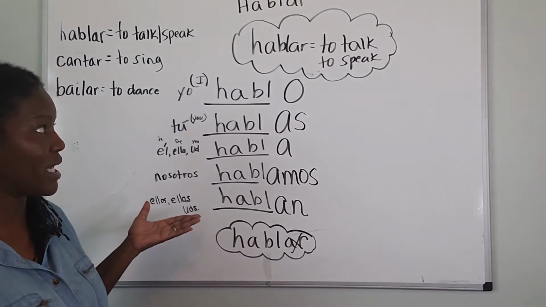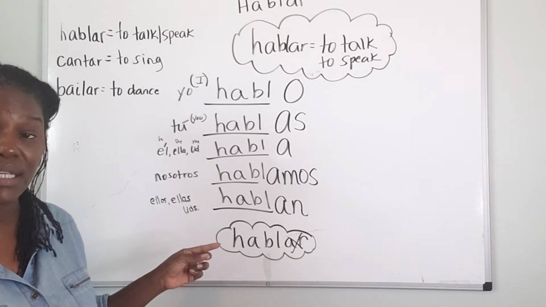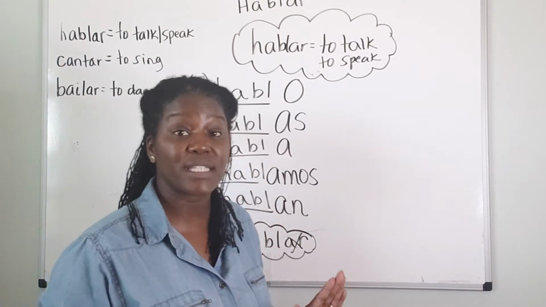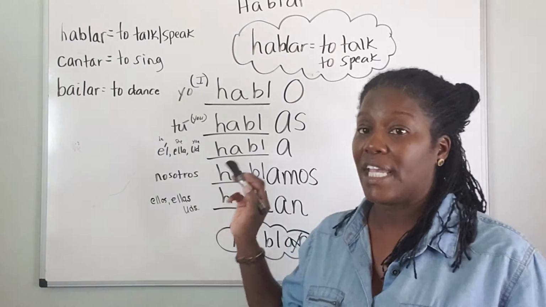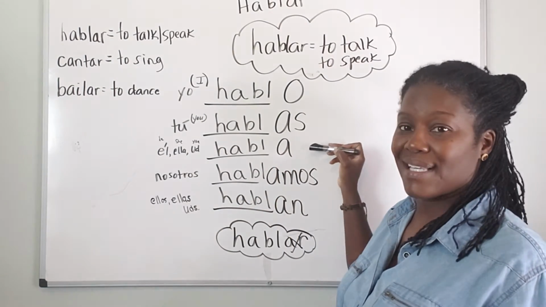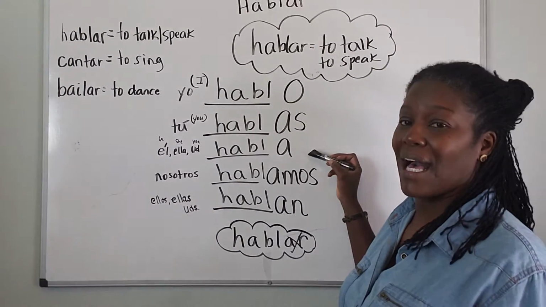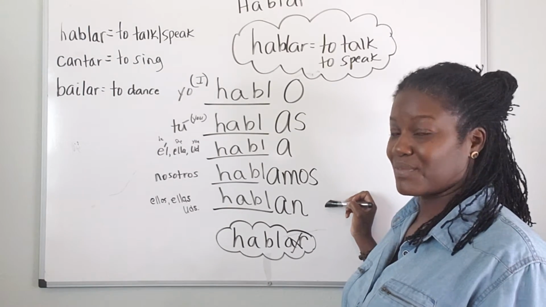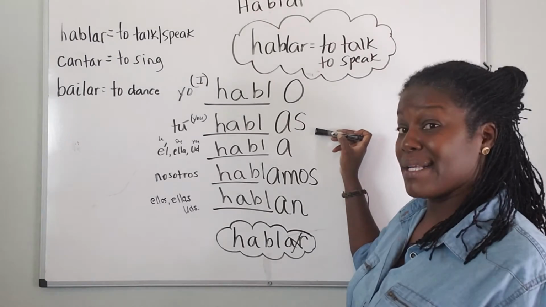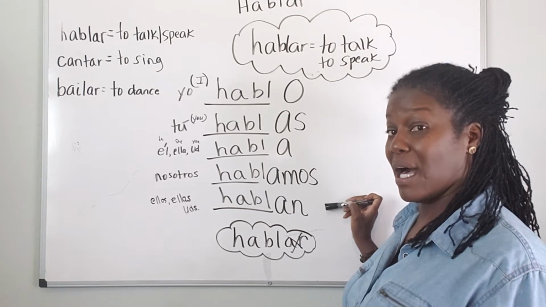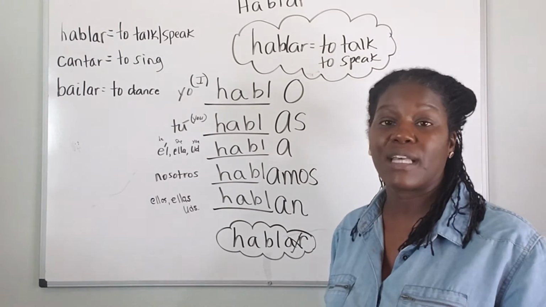So this is how we conjugate AR verbs in the present tense. And remember, this is present tense only. So the endings are o, as, a, amos, an. And you just have to memorize those endings.